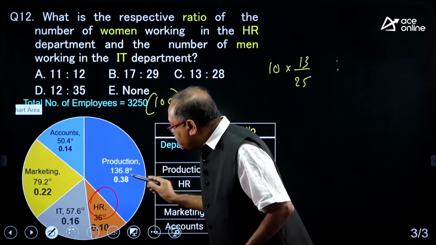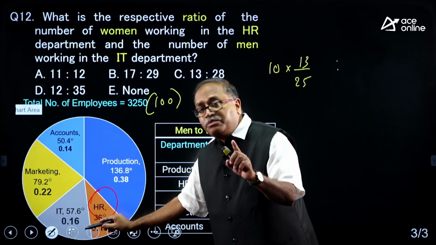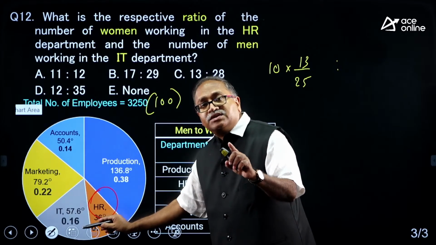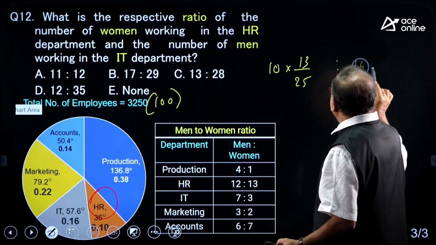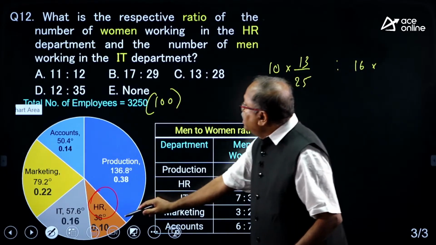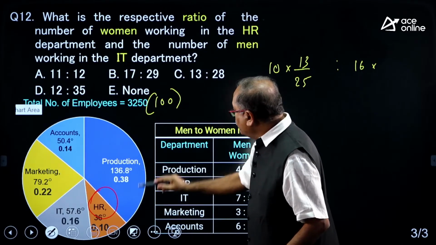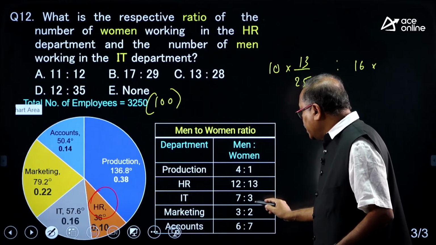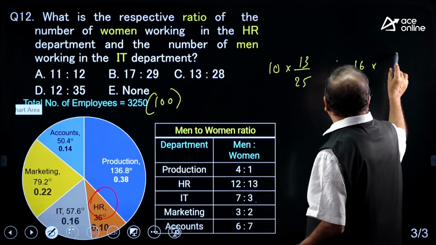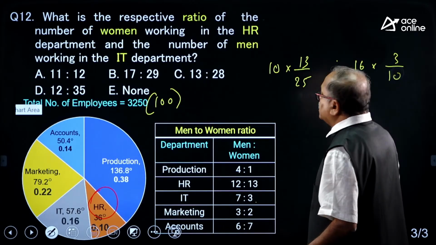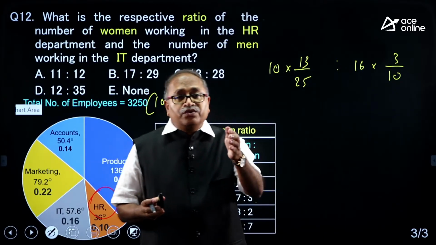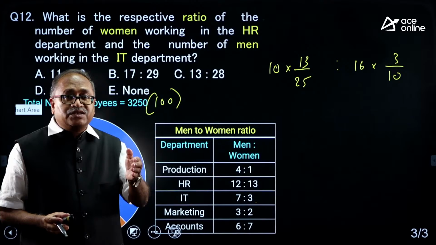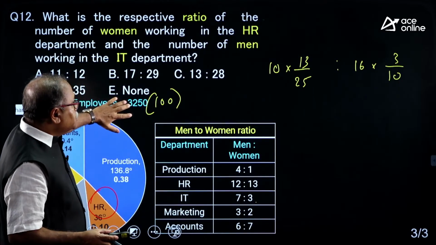And IT department of men. What is the IT department? The IT department is 16%. If the total is 100, the 16% will become 16. So, here I will consider 16 into, I need the men in IT. What is the men in IT? 3 parts out of 10 parts. Whenever you are asked to find out the ratio or the percentage, you do not need to take the actual value.